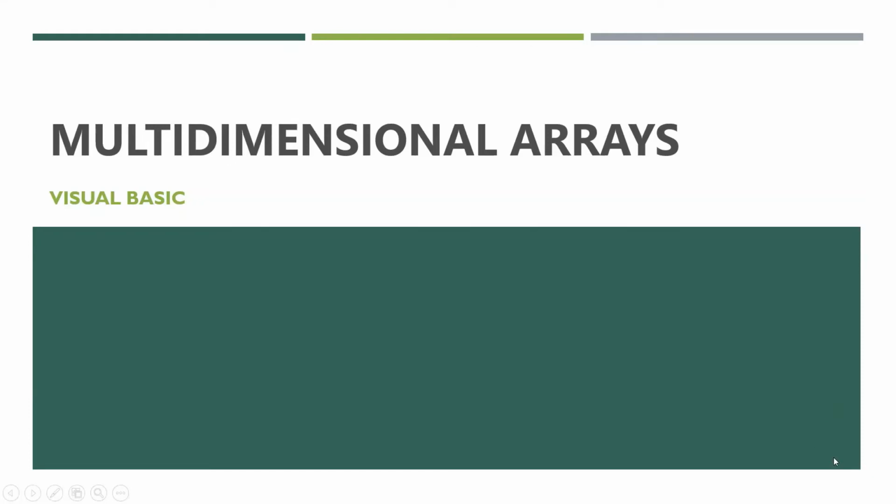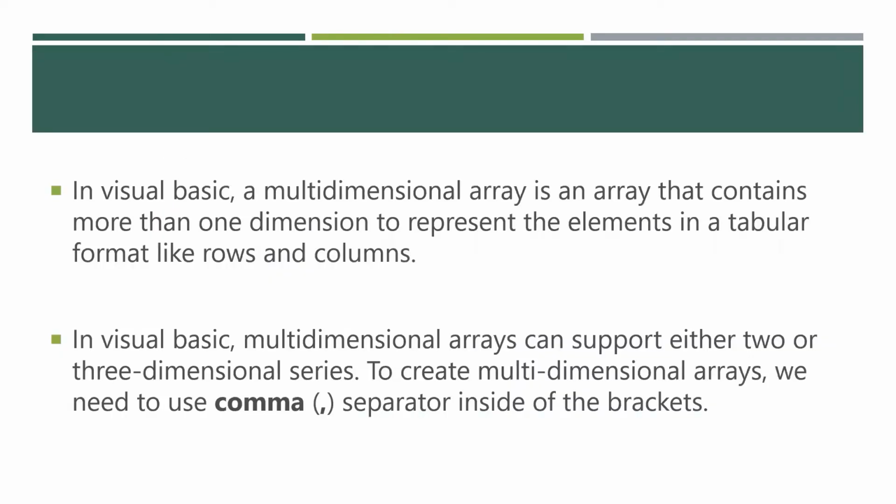So good afternoon. Today I'm going to discuss the multidimensional arrays in Visual Basic. In Visual Basic, a multidimensional array is an array that contains more than one dimension to represent the elements in a tabular format like rows and columns. Multidimensional arrays can support either 2 or 3-dimensional series. To create multidimensional arrays, we need to use a comma separator inside of the brackets.